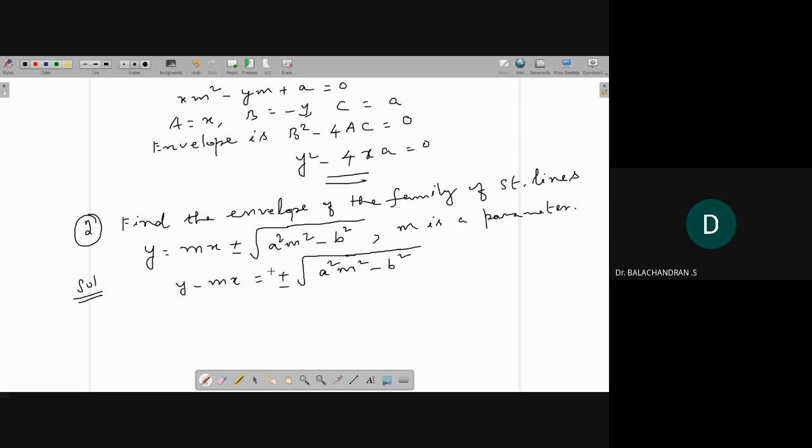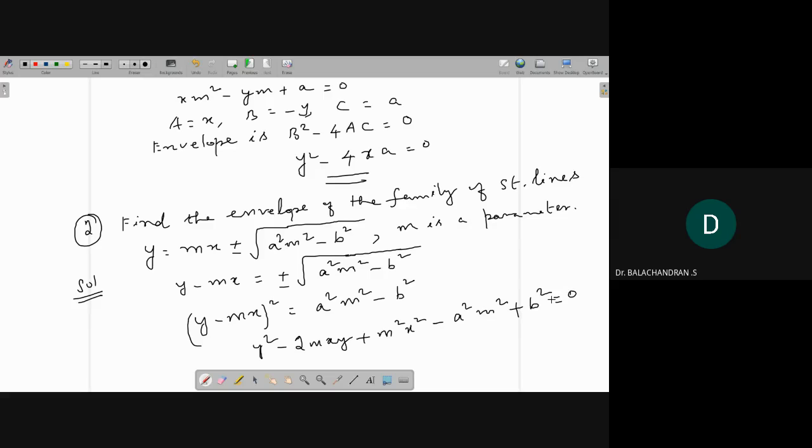Now, I'm going to square on both sides because I want to remove this root. By practice only, you know how to do it. So you should solve at least 5 to 10 problems in the envelope. Then only you'll get some idea. So now this is a minus b whole square formula. It's okay. So y square minus 2mxy plus m square x square equal to, or you can write, a square m square minus b square, so minus a square m square plus b square equal to 0.